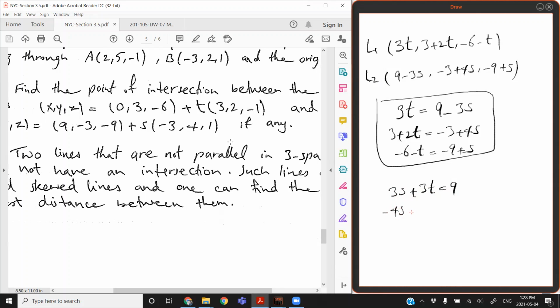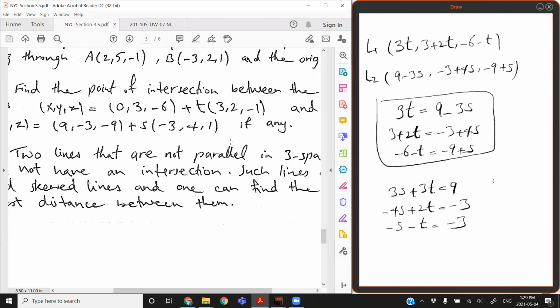Minus 4s plus 2t is equal to minus, if I move this to the other side, I get minus 3. And minus s minus t is equal to, if I move this negative 6 to the other side, I get negative 3 minus 9 plus 6. So you see, I have a linear system with three equations and two unknowns. If this system has a solution, then I have found the point of intersection. If it doesn't have a solution, then there is no point of intersection.